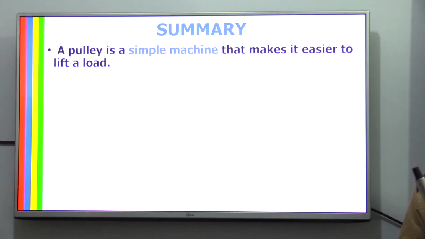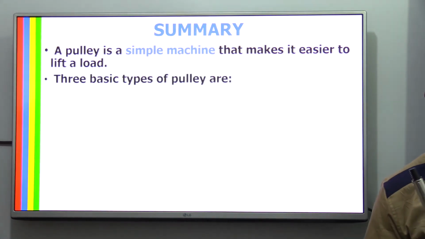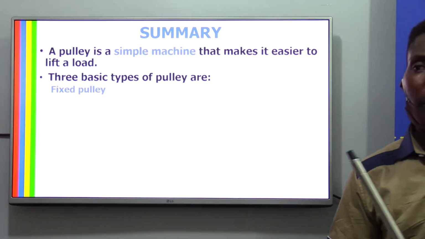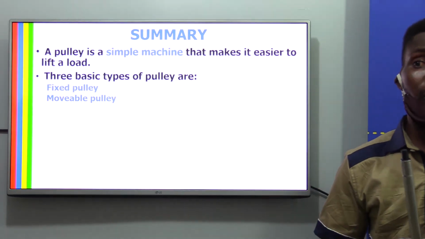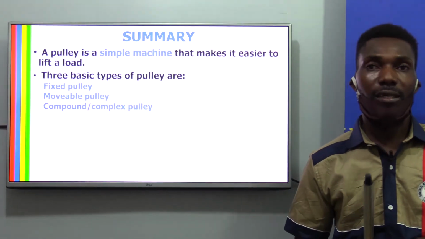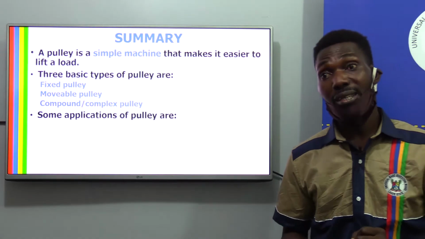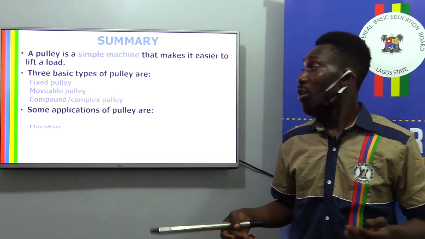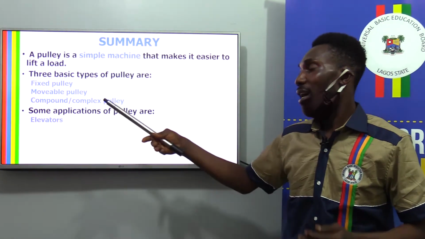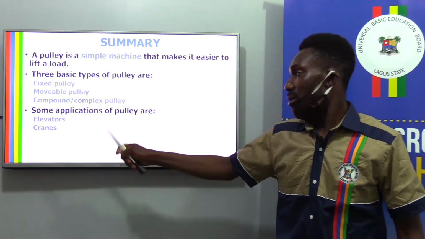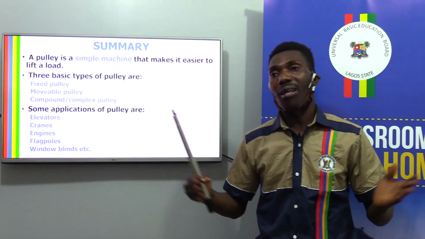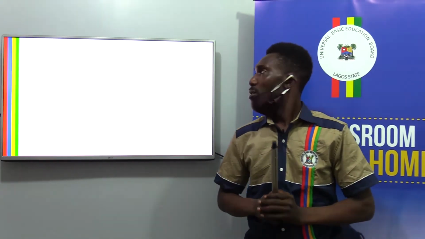Today, we have successfully talked about pulley. That is a simple machine that makes it easier to lift a load. We talked about the three basic pulleys, which are fixed pulley, movable pulley, and compound pulley, known as complex pulley. And we also talked about some of the applications of pulley in our everyday life. We talked about elevators, cranes, engines, flagpoles, window blinds, and many others.